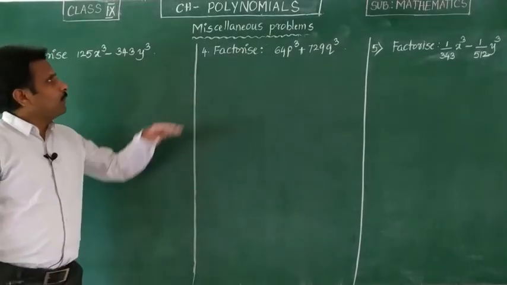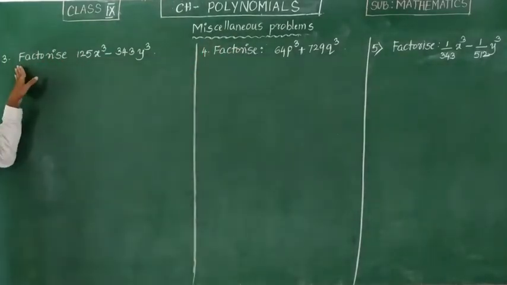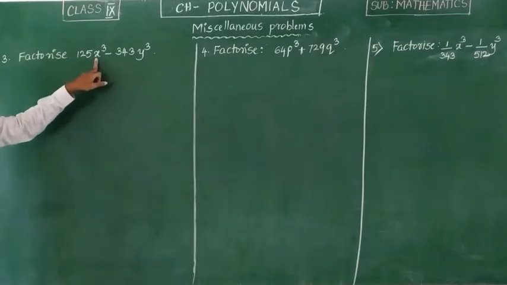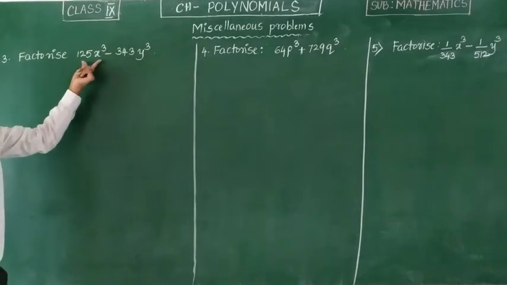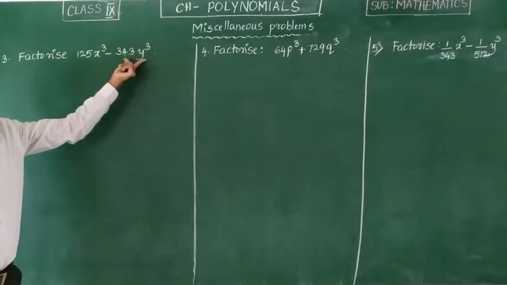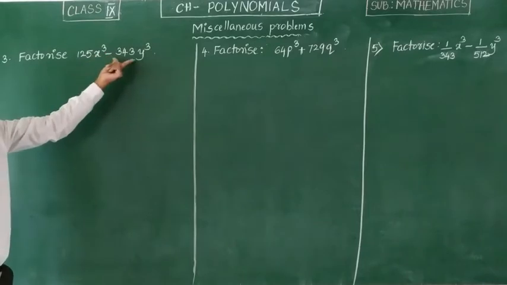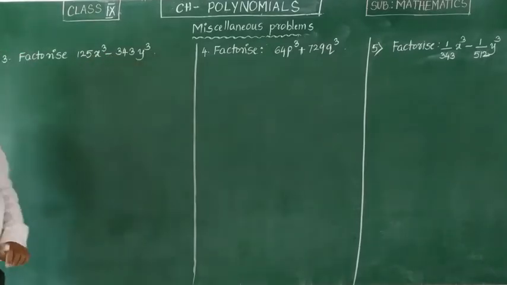Now let us see a few more miscellaneous problems on the polynomial chapter. The third one, you observe here, is a factorization problem. It is asked to factorize 125x cube minus 343y cube. Observe carefully the given polynomial: 125x cube can be written in cubic form, and 343y cube can also be written in cubic form. That means we get a cube minus b cube form, so we need to apply the a cube minus b cube identity.